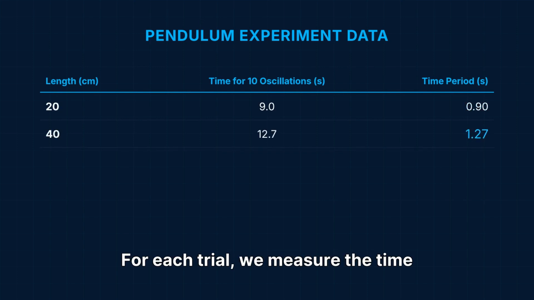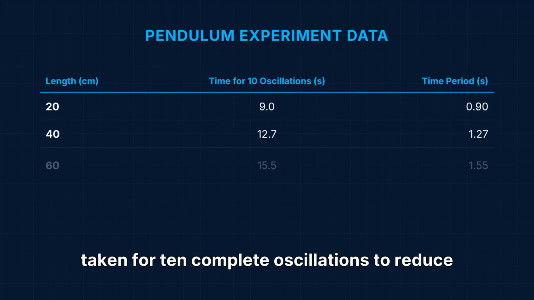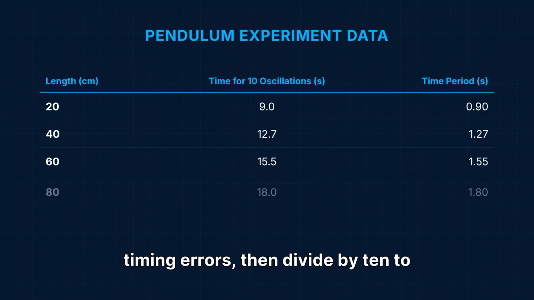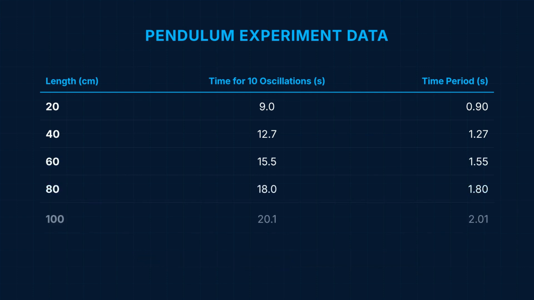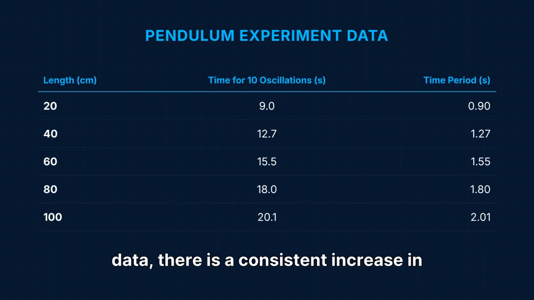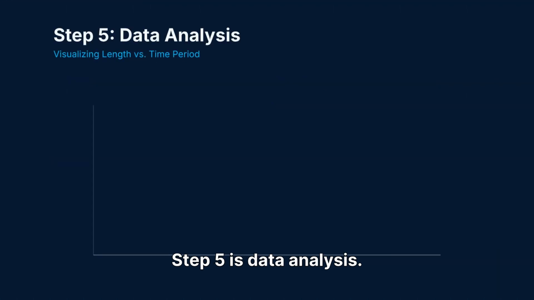For each trial, we measure the time taken for 10 complete oscillations to reduce timing errors. Then divide by 10 to find the time period for a single swing. As you can see from our recorded data, there is a consistent increase in time as the string gets longer. Step 5 is data analysis.